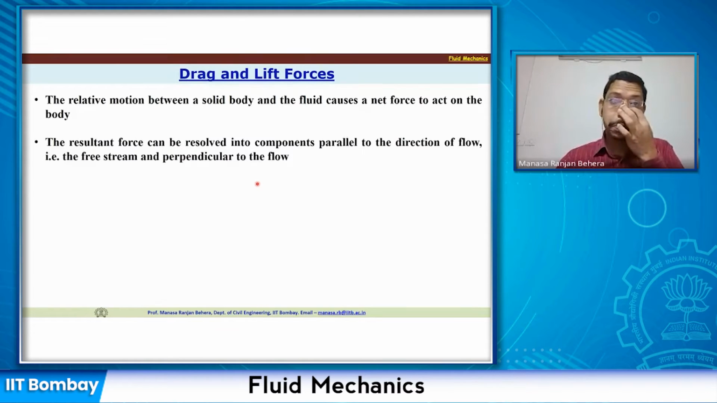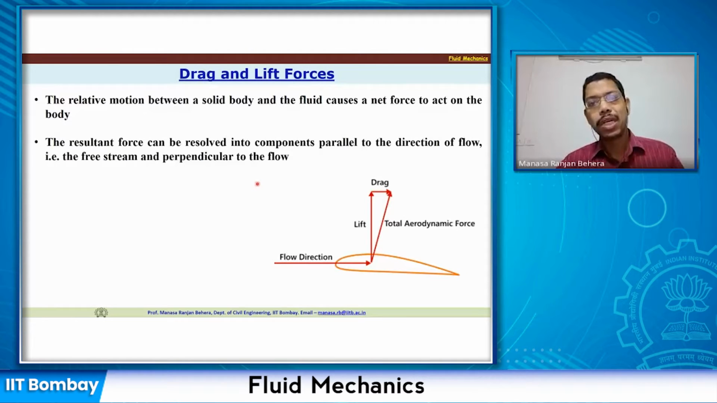So the resultant force, or the force that is acting in directions perpendicular and parallel to the flow, we can resolve and find out the forces that are called drag and lift forces. So if you look at this figure, you have the flow direction, that is the flow coming from this direction, and there is a body which is moving in the forward direction, parallel to or opposing the flow direction.